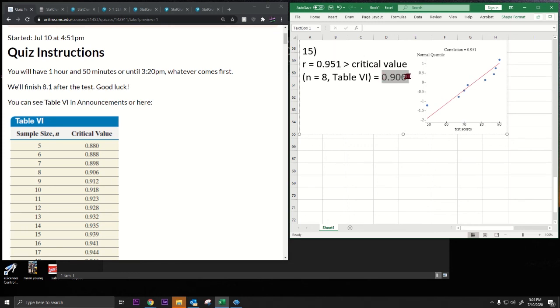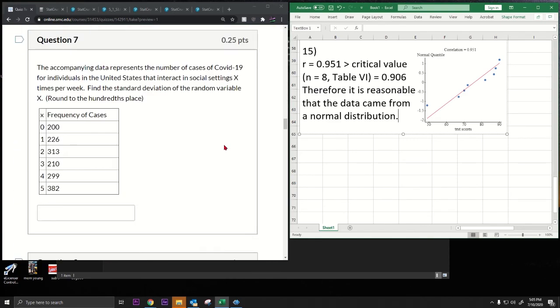It's bigger than the critical value. Therefore, what do we say because of that? Therefore, it is reasonable to conclude, or to say, assume or conclude, that it's reasonable that the data came from a normal distribution. There you go. So we assess the normality. We say it is normal, or there's no reason to believe it isn't. So it's basically normal.